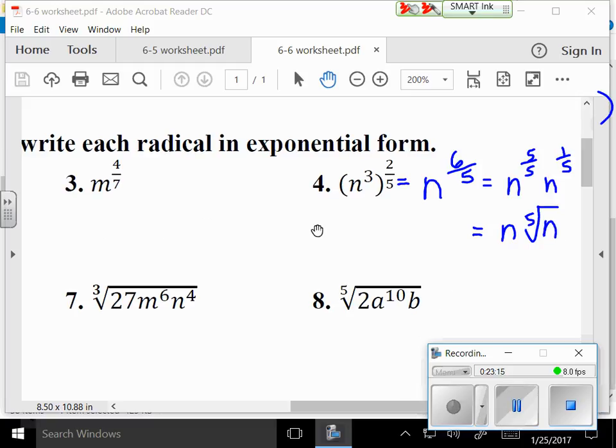By the way, the instructions were, if it's written in exponential form, we would need to write it in radical form, simplified. These were written in exponential form, 1 through 4. 5, 6, 7, and 8 are written in radical form. So we would need to change those into exponential form.